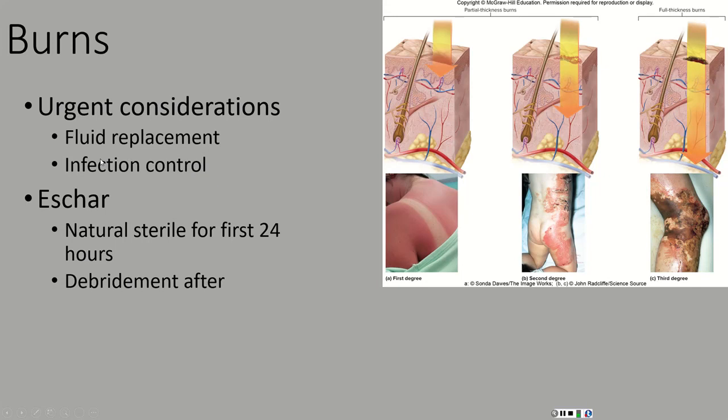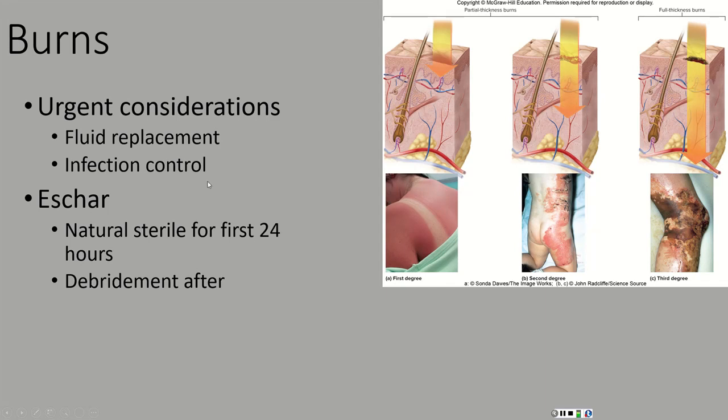Also, infection control. We've seen so many things that the skin does to prevent infections. Well, if we've damaged a significant amount of the skin, we've taken part of our defense completely offline, and it could easily become infected.